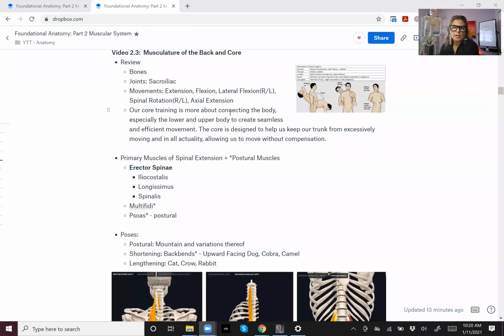Okay, now let's go back to our screen. So the core is really about connecting the body. So the lower and the upper body creates a seamless and efficient movement. And it's designed to help us keep our trunk from excessively moving in all directions and allow us to move without compensation. So that's really important.